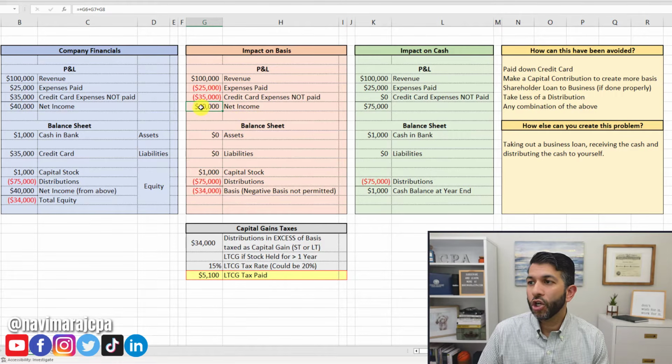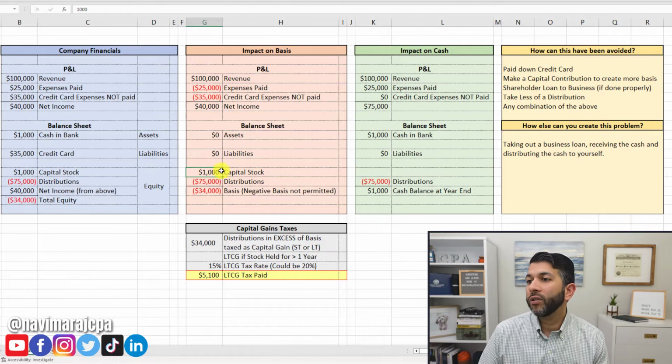So right here, you're creating $40,000 of basis. This $1,000 of cash that you have in the bank, that's not creating basis here. It's creating it further down. I'll show you that in a second. These liabilities are not creating any basis for you.